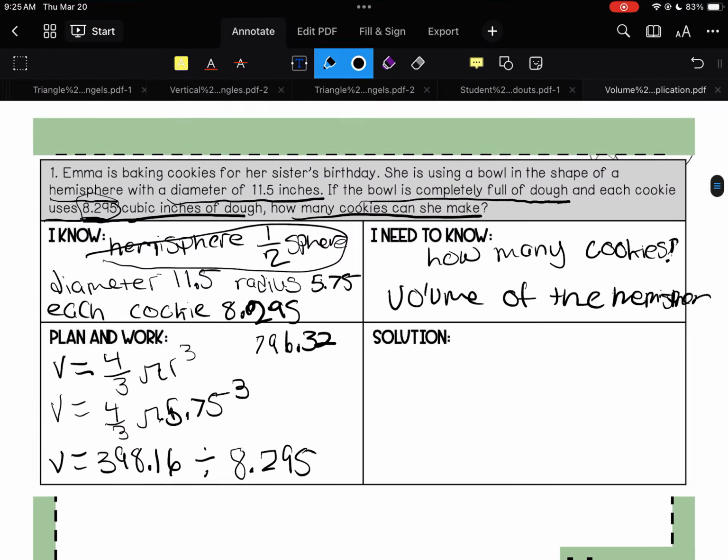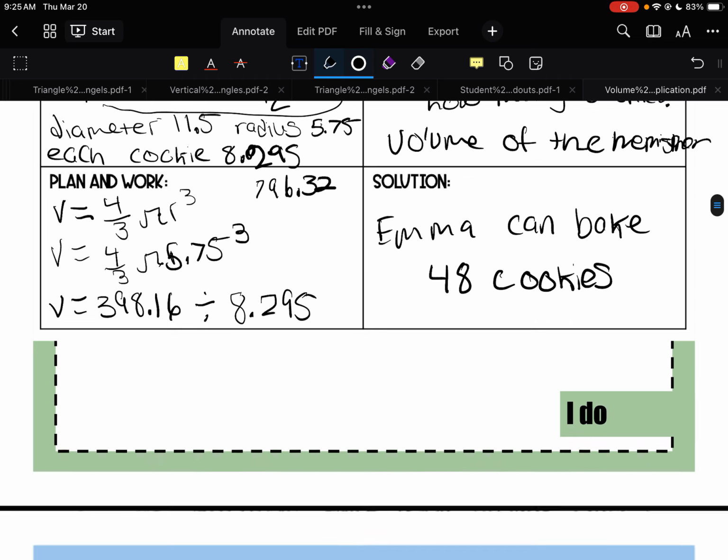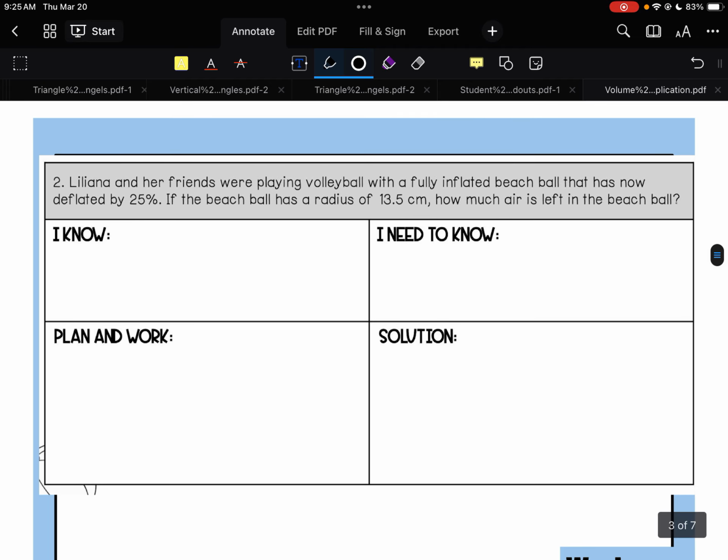So Emma can bake 48 cookies. Now, going back into it, yeah, that's perfect. She can bake 48 cookies. All right, going on to the next one.